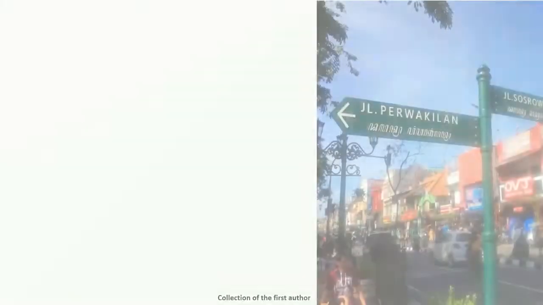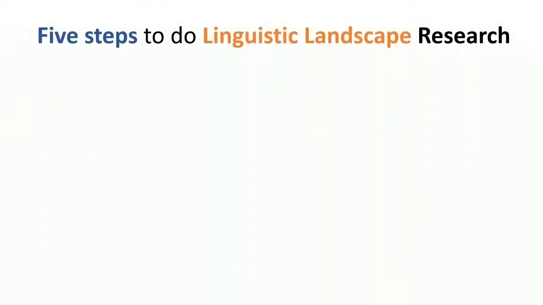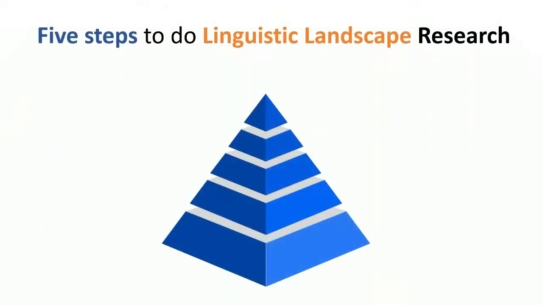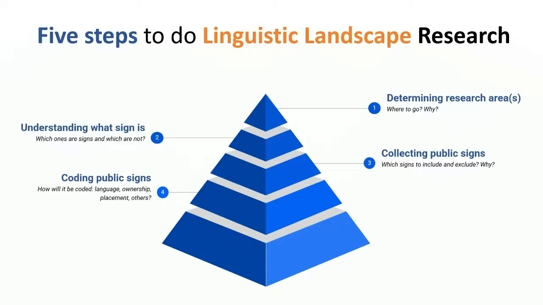The next question is, how then can we do a linguistic landscape study? In general, research on linguistic landscape has given us some common or basic steps, that is, to determine the research area, to understand what a sign is, to collect or take pictures of public signs, to code the collected public signs, and finally, to interpret what they want to tell us.